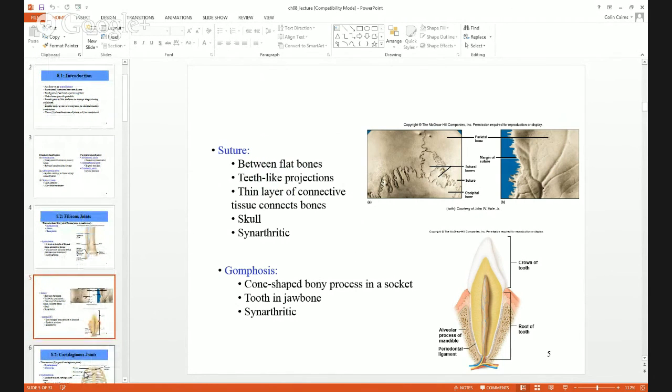Then we have a suture. These are located between flat bones. They have teeth-like projections. There's a thin layer of connective tissue between the bones. Located in the skull. They're synarthrotic, so they're not movable at all. And the gomphosis is another example. It's a cone-shaped bony process in the socket. For an example, the tooth in the jawbone. And it's also synarthrotic.